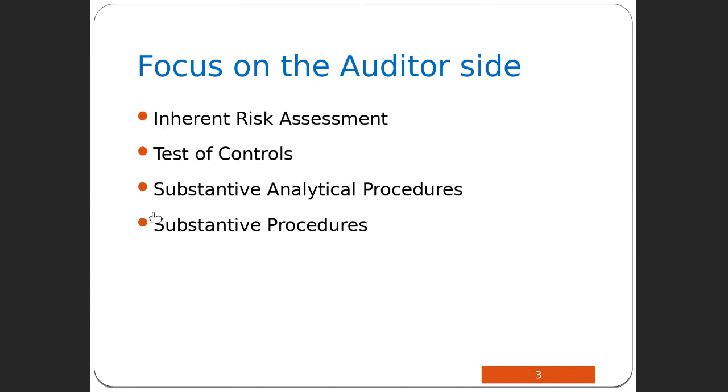And then the substantive analytical procedures, which items are checked for reasonableness in each business process. Okay. And then the last one is the substantive procedure, which is the main audit, which we discussed in detail. Okay, so make sure you study it properly, and if you have any questions, you can ask me.